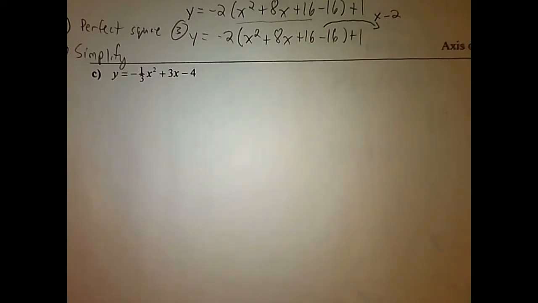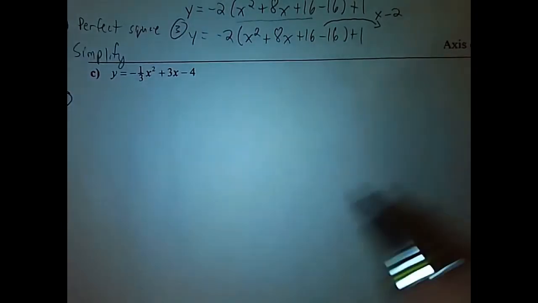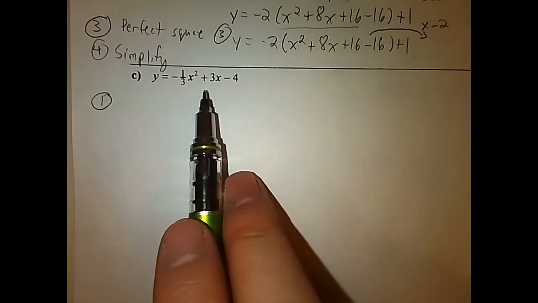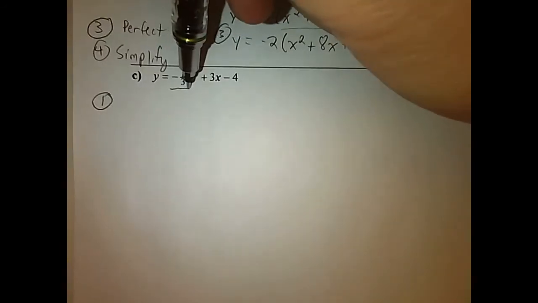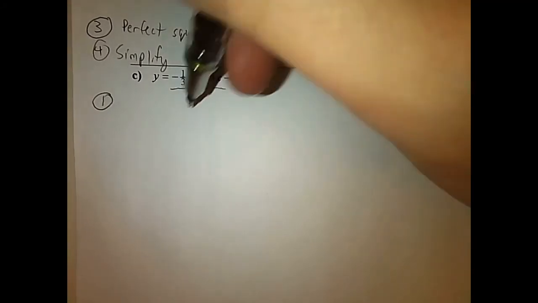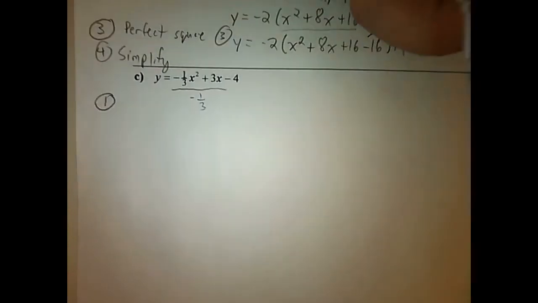Alright, now let's get to the fun one with the fraction. Step number 1. Again, I'm not going to write the words, let's just do the steps. So I'm going to common factor out from the first two terms here. The biggest number I can common factor out, well, you see the fraction. Nobody likes fractions. Most people I talk to don't like fractions, so let's just common factor out the fraction.